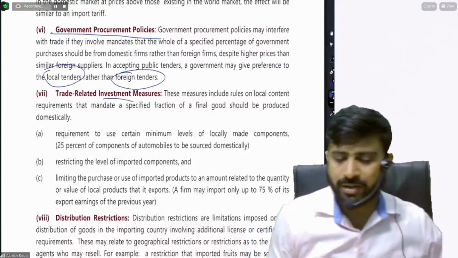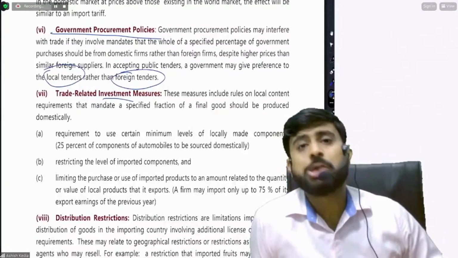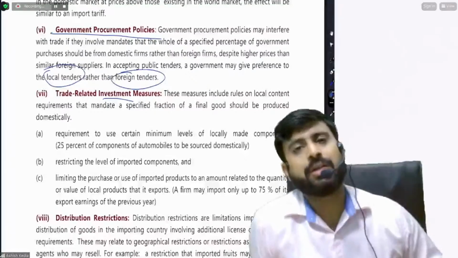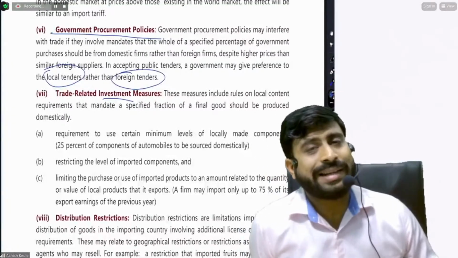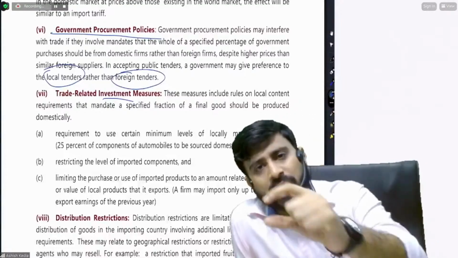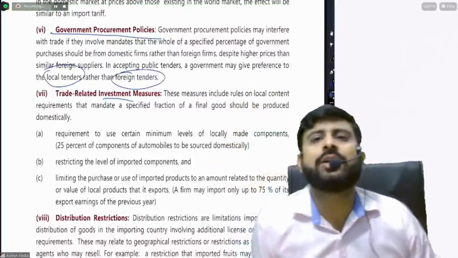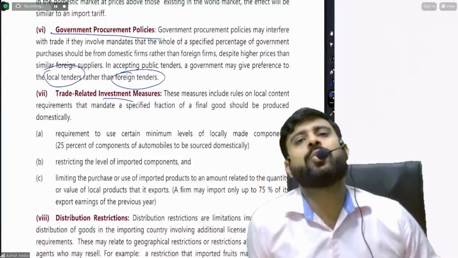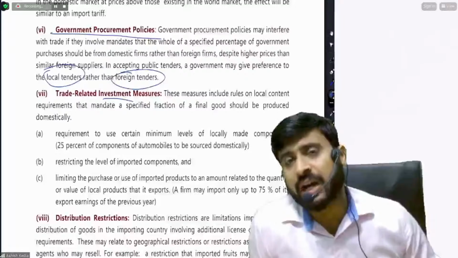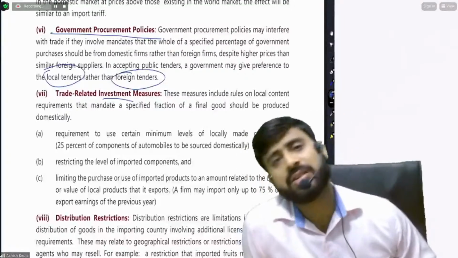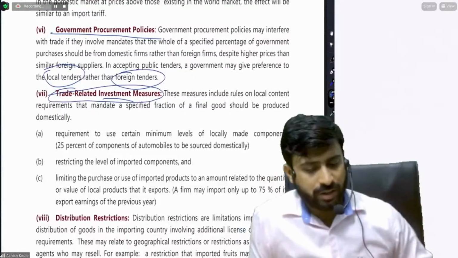Trade related investment measure. What happens here? For example, you are manufacturing a car. The government may make it mandatory that a certain percentage, 25% of the car, should be made in India. The rest can be made from outside, or the rest of the portion required for the car can be imported. But 25% of the products in the car should be Indian, or 50% should be Indian. That can be done. That is a trade related investment measure.